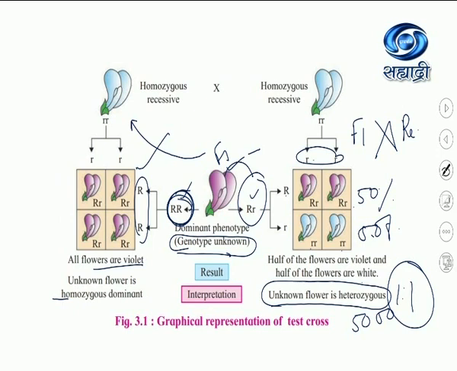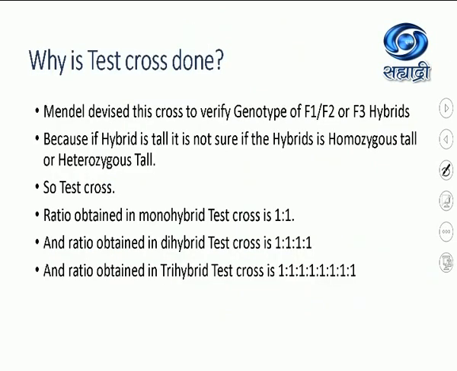So students, again I repeat, a cross between the F1 hybrid and the dominant homozygous parent is a back cross. A cross between the F1 hybrid and the recessive homozygous parent is a back cross and also a test cross, because the ratio obtained there is 1:1.